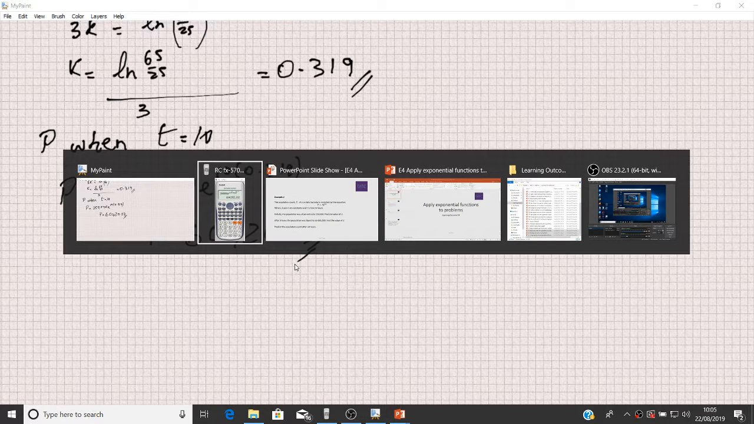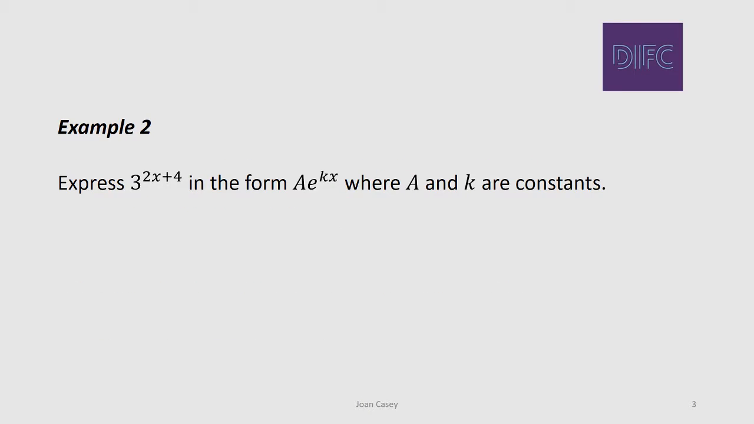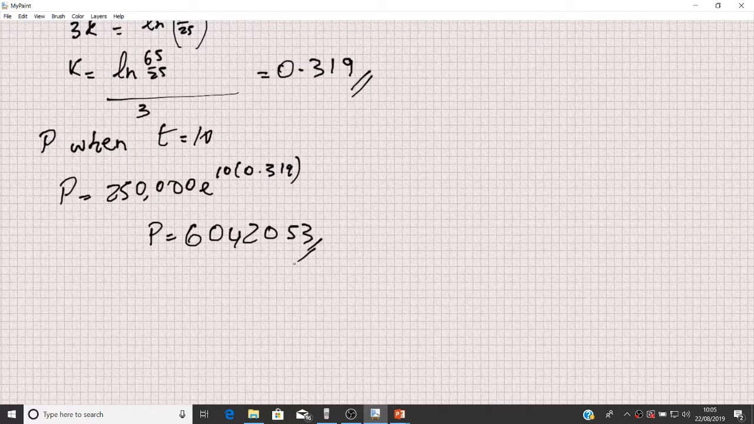So we'll move on to the second example. In the second example, we're looking at expressing 3 raised to the power of 2x plus 4 in the form a e to the kx, where a and k are constants. So let's take a look at that problem, and just note first we had 3 raised to the power of 2x plus 4, and we're trying to express that in the form a e to the k times x.